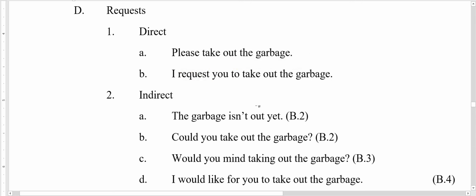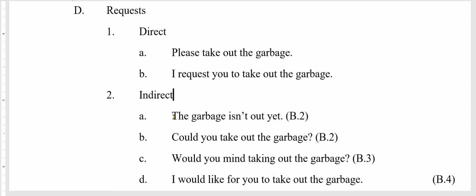Now, indirect, these are different. Notice how 2A says the garbage isn't out yet, and maybe I'm looking at my son who's playing video games on his TV or on the computer. You have B, could you take out the garbage? My son could say, yes, I could, or no, I could not, and then still not do it.